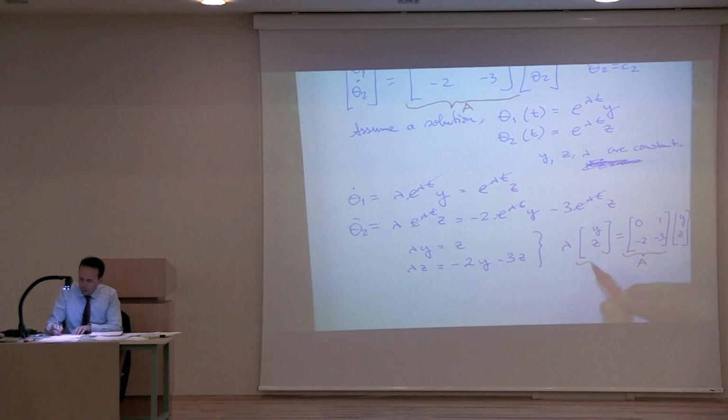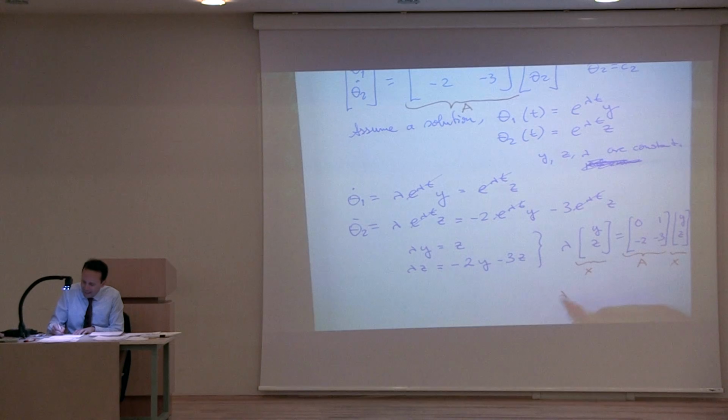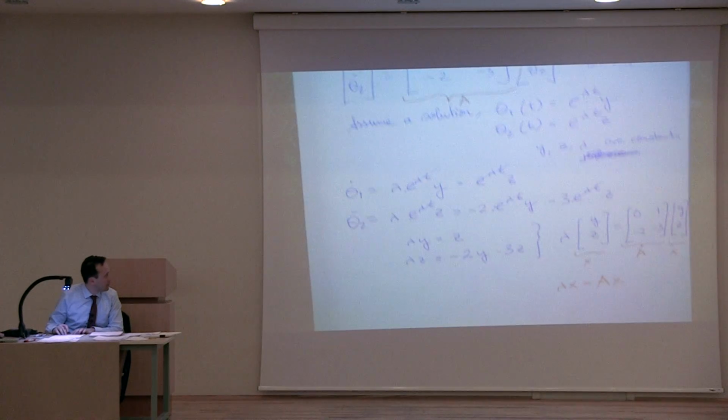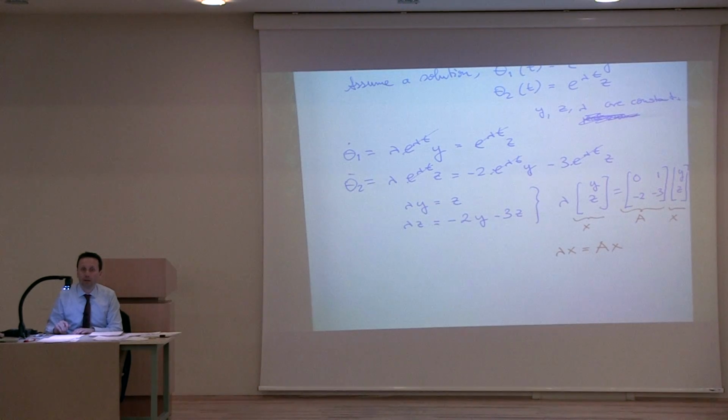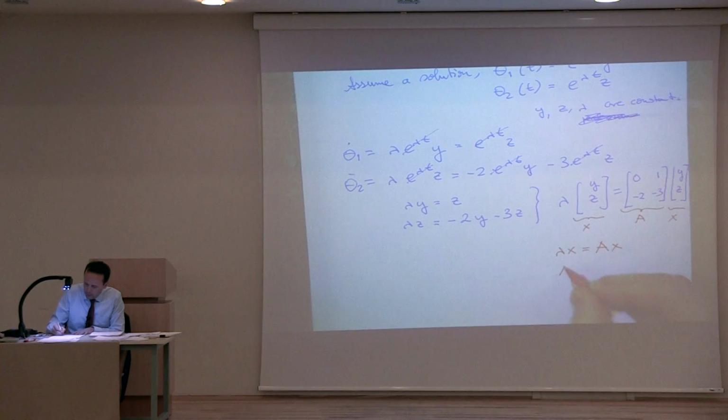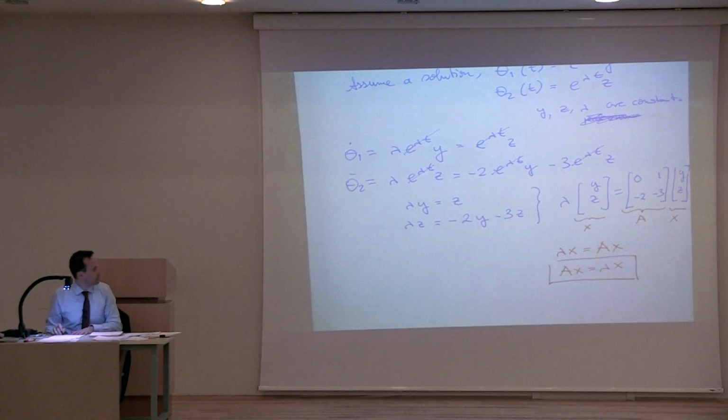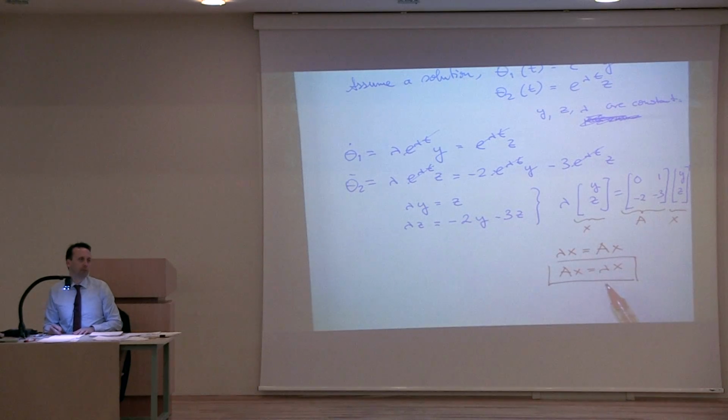If you call this now some vector x, what you will find is lambda x is equal to A times x. Does this look familiar? In fact, it will look like this. Maybe now it looks a bit more familiar. What is this equation? It's the eigenvalue problem.